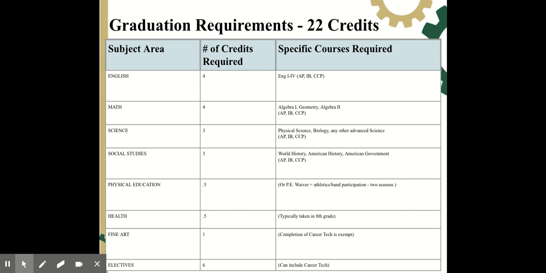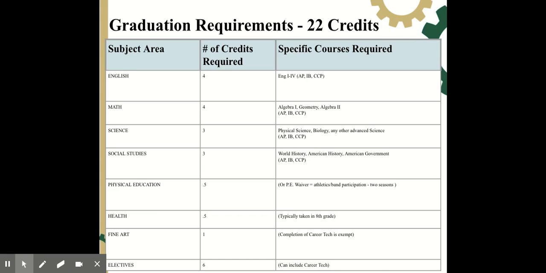On this page, I'm going to discuss the graduation requirements for Glen Oak High School in the state of Ohio. Here at Glen Oak High School, we require 22 credits for graduation. In the left-hand column, it goes through each of the different subject areas in which you need a specific number of credits that are required for graduation. At the top is English, where you need 4 credits to graduate, and then the courses required are listed below.